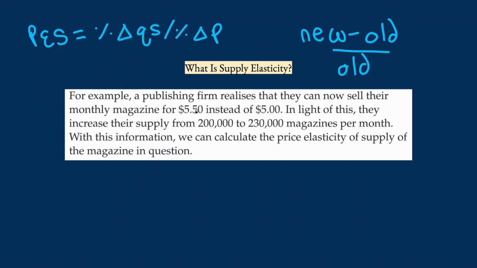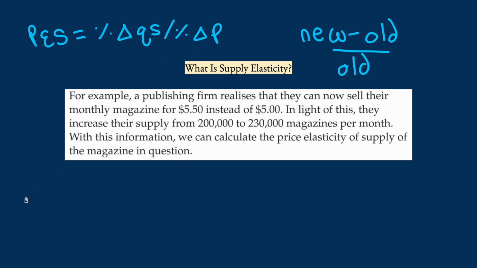For example, a publishing firm realizes that they can now sell their monthly magazine for $5.50 instead of $5. In light of this, they increase their supply from 200,000 to 230,000 magazines per month. With this information, we can calculate the price elasticity of supply of the magazine in question. Now, the reason why I want to walk you guys through this question is because this is very similar to the IB style of written word problem questions in terms of calculations.